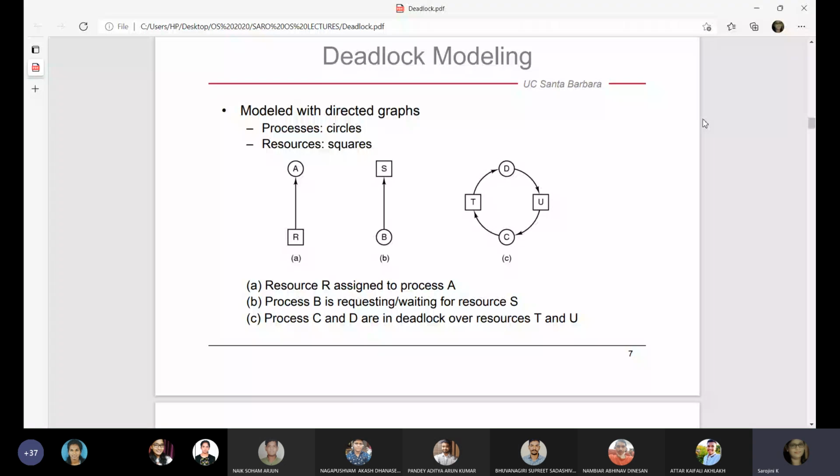Usually, to detect the deadlock, to find whether a deadlock happens or not in the system at any instance of time, we will use a directed graph.